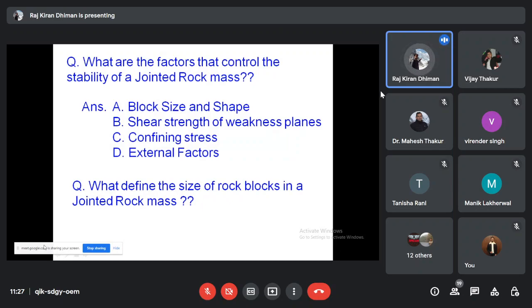Obviously, if there is a spacing between different joints, in 3D there will be more than two joints in the slope. So we can define a rock block on the basis of the spacing between the joints. Okay, so in order to answer this question, they have mentioned the total number of joints and the spacing between the joints. That will govern the block size.